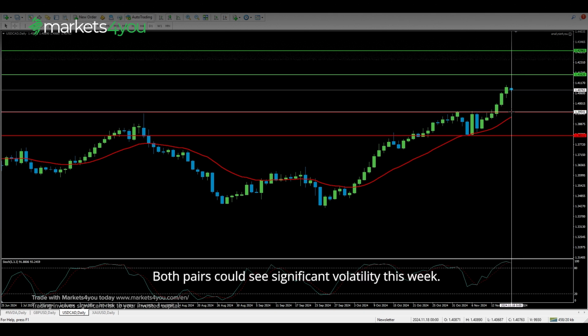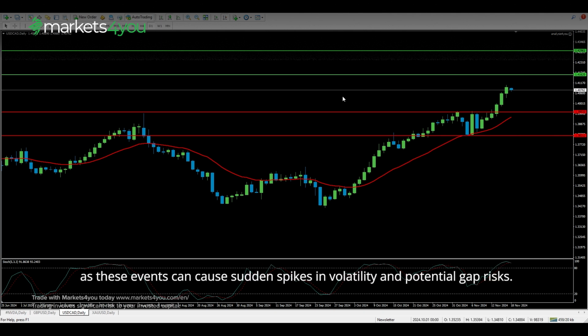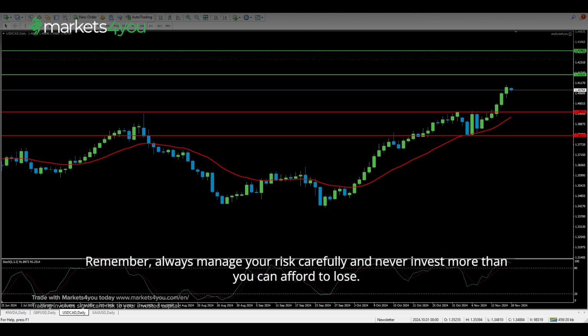Both pairs could see significant volatility this week. Traders should be particularly cautious during the UK and Canadian inflation releases, as these events can cause sudden spikes in volatility and potential gap risks. Remember, always manage your risk carefully and never invest more than you can afford to lose.